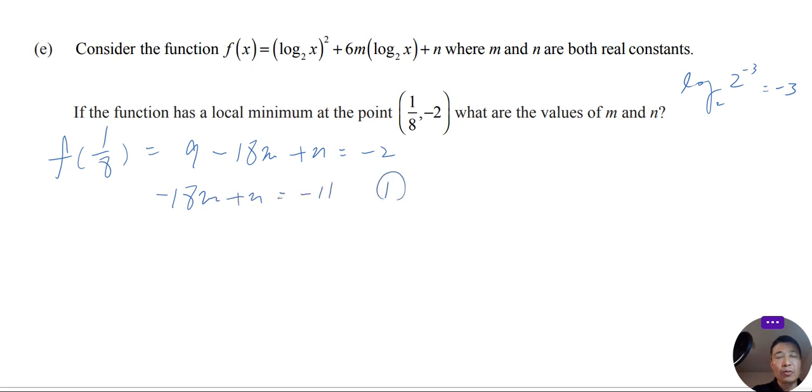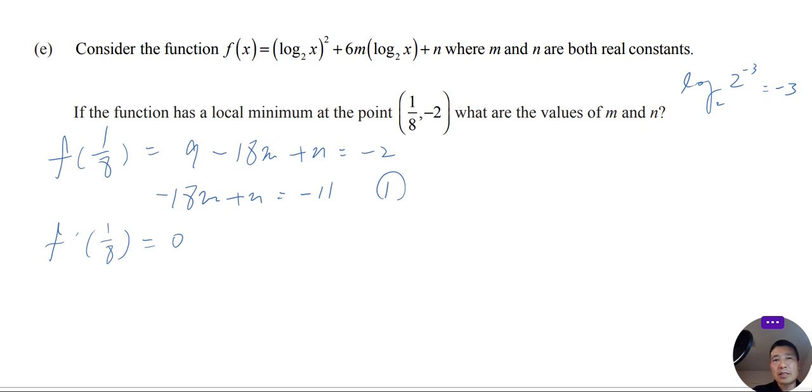That's equation number 1. And equation number 2 can be formed by this information, local minimum. So we have to find f prime of 1/8, which should be 0, right? That's what we have to find. Well, would it be hard to differentiate this?